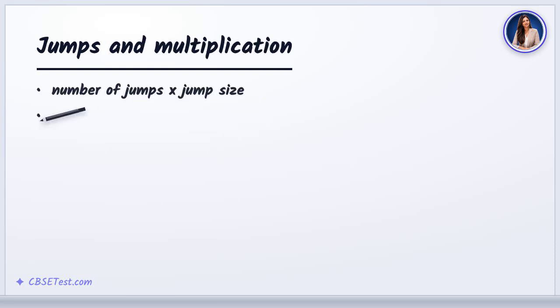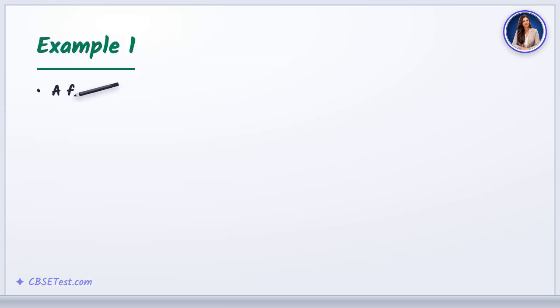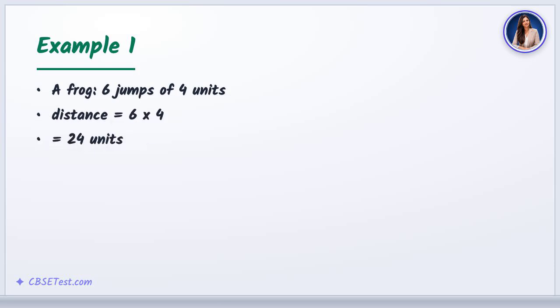Repeated equal jumps are multiplication. 4 jumps of 5 lands you at 4 times 5, 20. If a frog makes 6 jumps of 4 units each, it travels 6 times 4, 24 units.